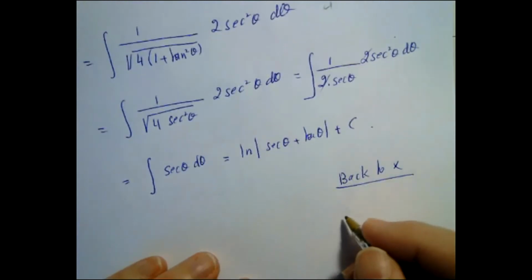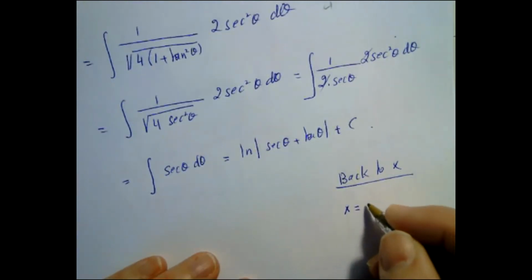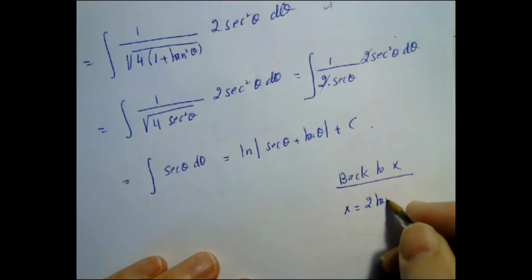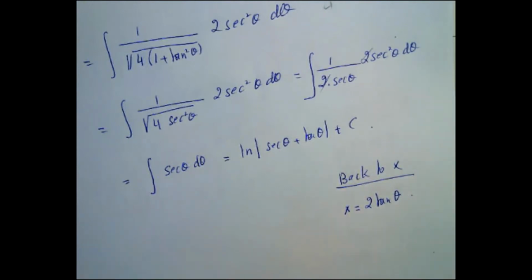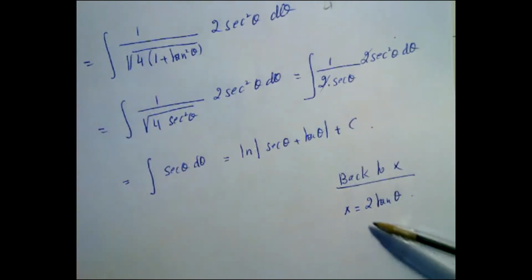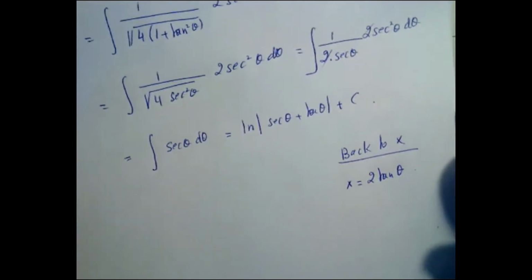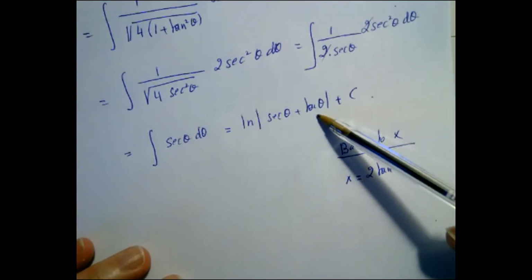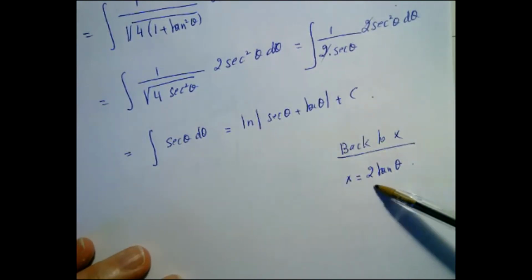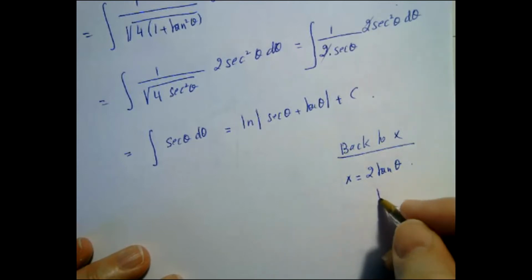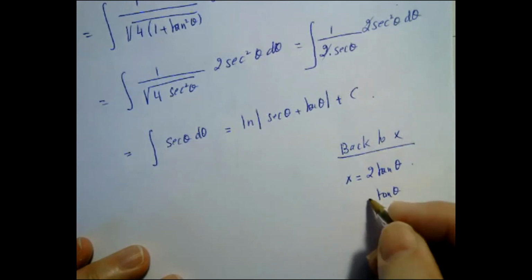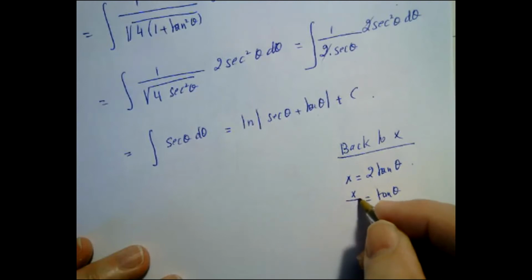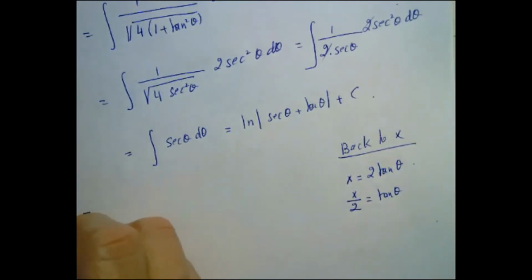Back to x, I have to back up. The only way to go back to x is to ask, what's the relationship that existed initially between x and theta? So x is 2 tangent theta. I need tangent and I need secant. If x is 2 tangent theta, it means tangent theta is x over 2.